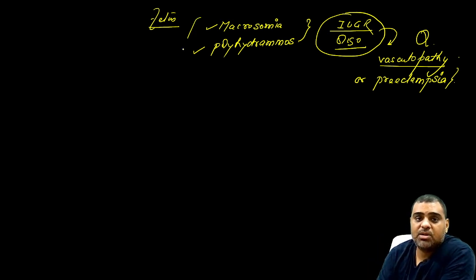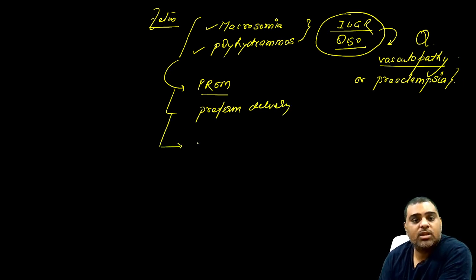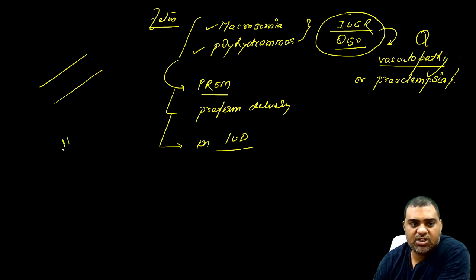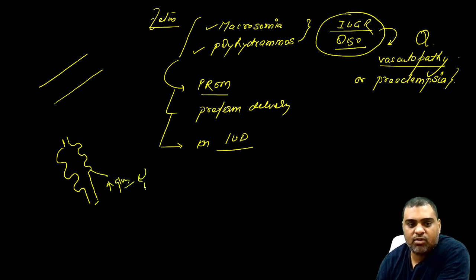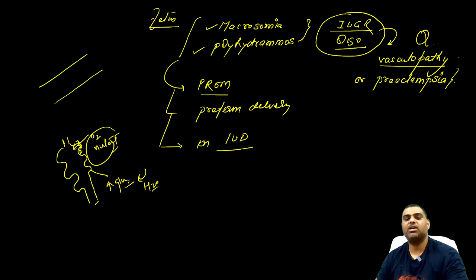Now, what are the other fetal complications? It can cause preterm premature rupture of membranes, preterm delivery, and it can cause intrauterine death. Why intrauterine death? If this is the placenta, these are the villi like this, which have syncytiotrophoblast and cytotrophoblast. If there is more glucose, what will glucose do? Glucose will absorb water, so there will be increased edema in this layer. So there will not be proper oxygen and nutrient exchange. So what happens? There can be an intrauterine death.